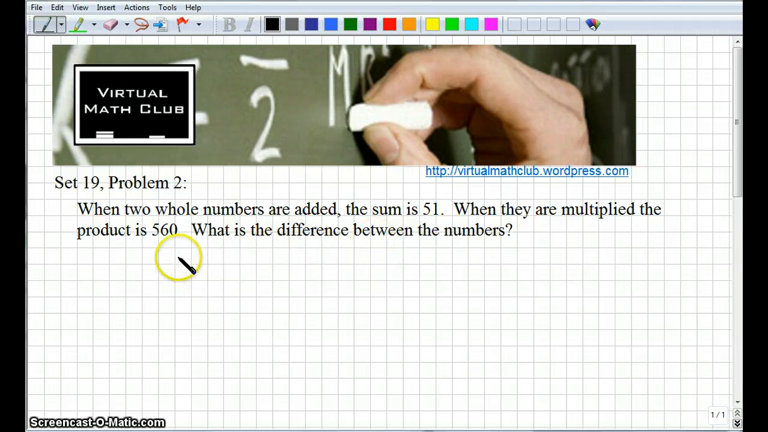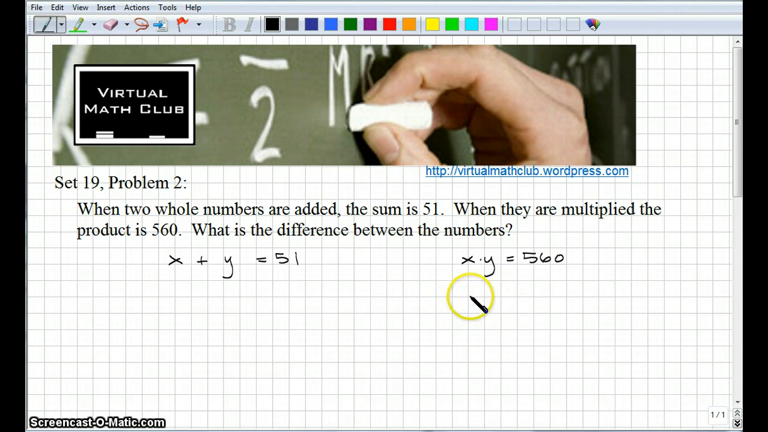Alright, so here we know that two whole numbers are added, and their sum is 51. So let's call the two numbers x and y. And if we add x and y, we get 51, right? And the second statement says that when they're multiplied, the product is 560. So if we take x times y, we get 560.